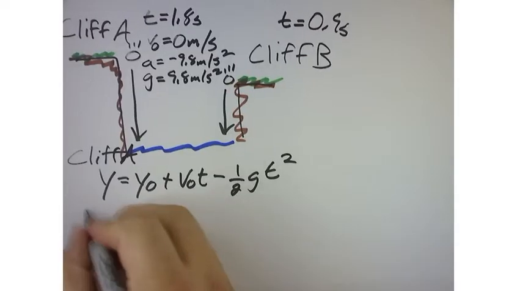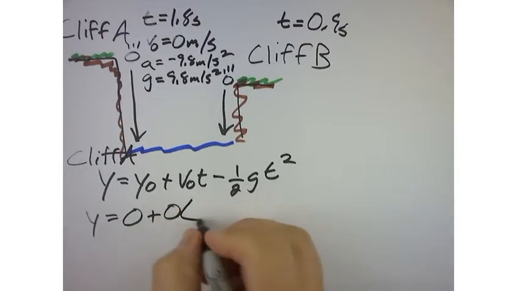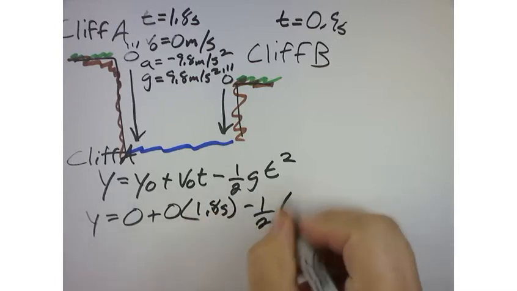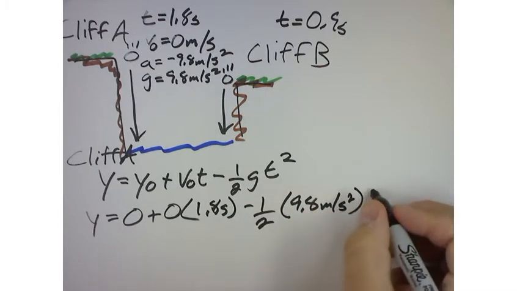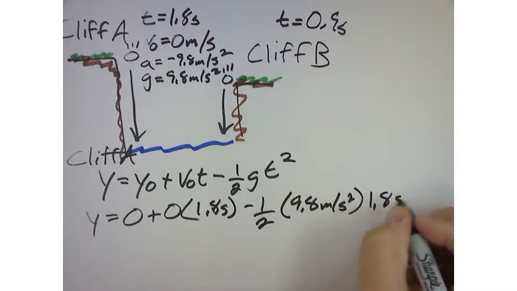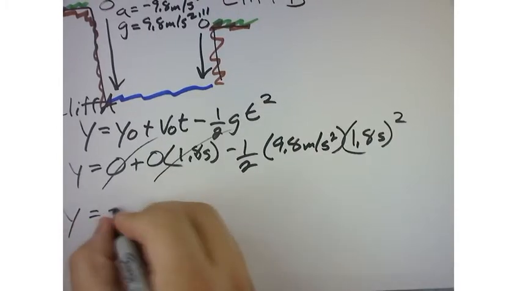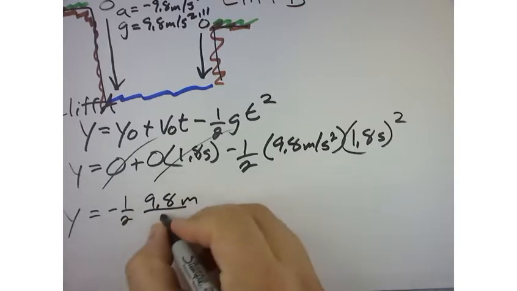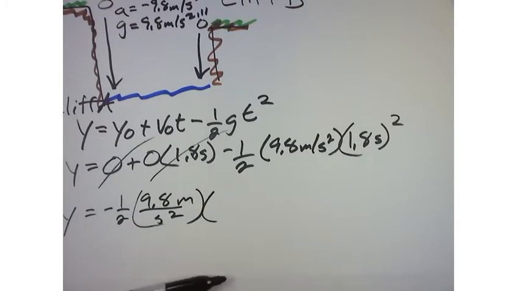So we've got y is equal to 0 plus, what's the initial velocity? 0 times the time, which is 1.8 seconds, minus 1/2 times 9.8 meters per second squared, times the time, which is 1.8 seconds squared. So this term goes away, this term goes away, and my final position is equal to negative 1/2 times 9.8 meters per second squared times 1.8 squared. Let's pull out our calculator for that.